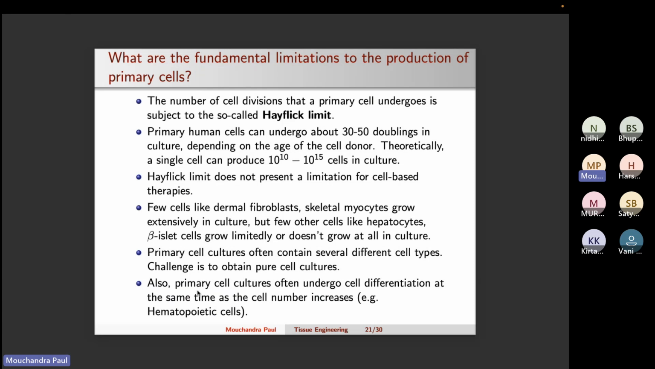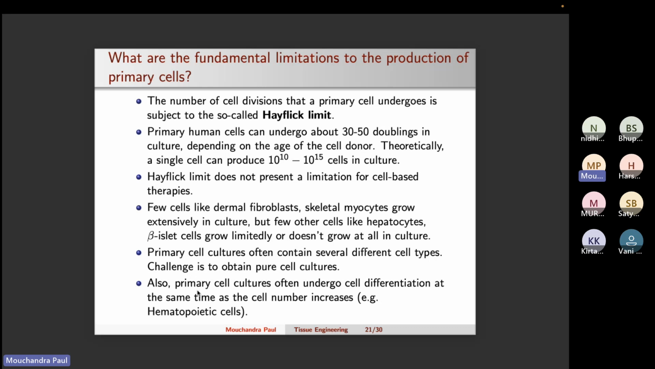If you are still not clear about these two, you can ask me, but I'm assuming that you're able to differentiate between cell division and number of passages. Primary human cells can undergo about 30 to 50 doublings in culture. Doublings means one cell divided into two, so one cell can double 30 to 50 times.